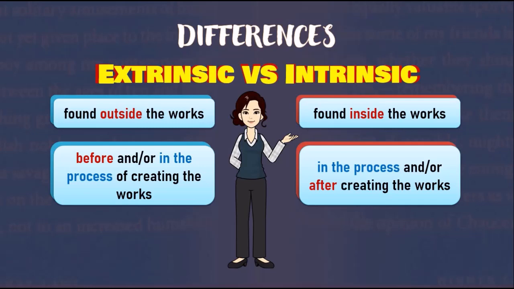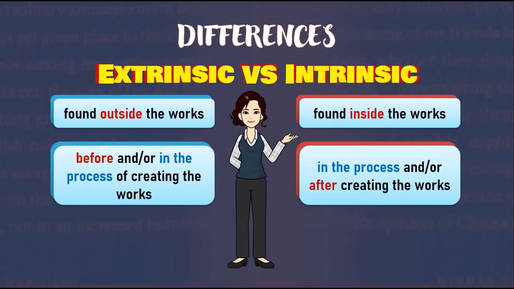While the intrinsic elements can influence and can be analyzed in the process and or after creating the works. So in the process of producing the works, the writer or author will then decide, for example, the characters, the plot, the rhyme or rhythm that he or she is going to use in the works, and then after the work is done, he or she might have to make some kind of changes. He or she needs to change something in the story to make it as perfect as possible, according to him or her.